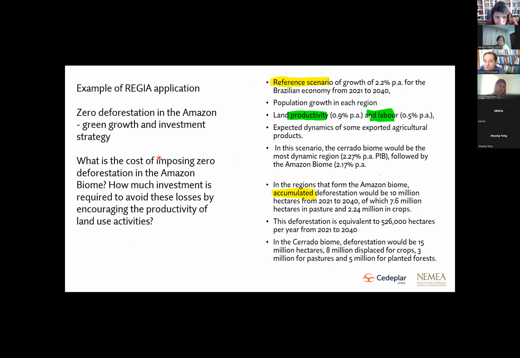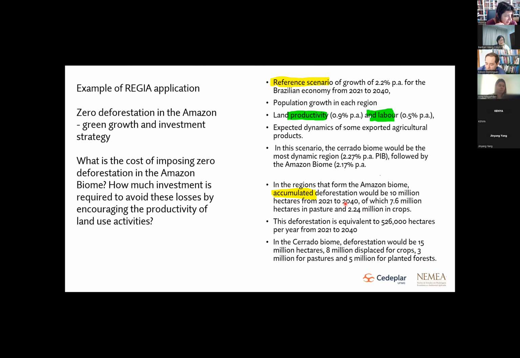So just to have a quick look at what we have done in this paper, we have a scenario where the economy is growing 2.2% per year. With this scenario, we can see how much deforestation we have in the model. The model would predict that we have 10 million hectares of deforestation per year from 2020 to 2040.